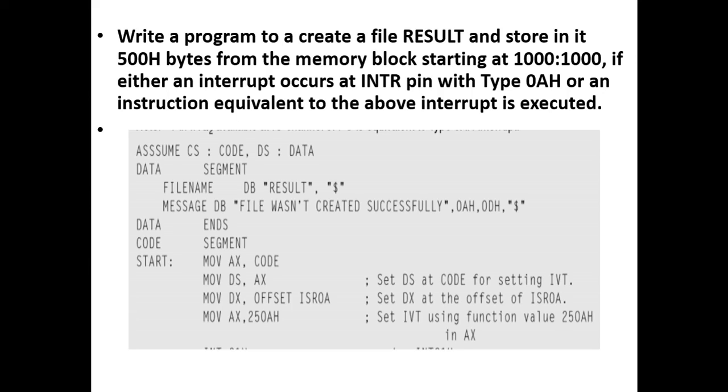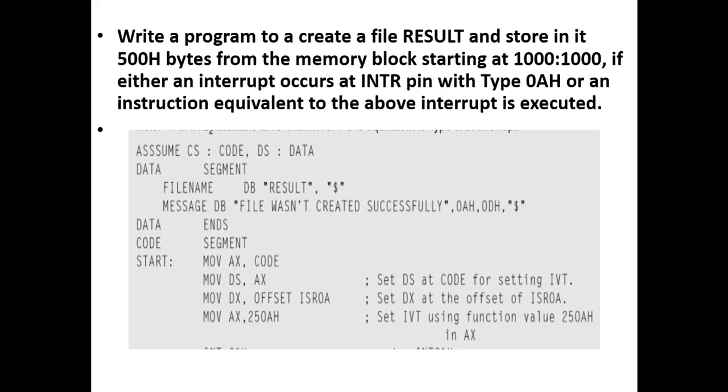Inside the code segment, the address is loaded into DS. Here we can see MOV AX, code and MOV DS, AX. This is the step for setting up the IVT. The code segment address is loaded first into AX, and then from AX into DS. For writing a program for an interrupt, we need to set the interrupt vector table first.